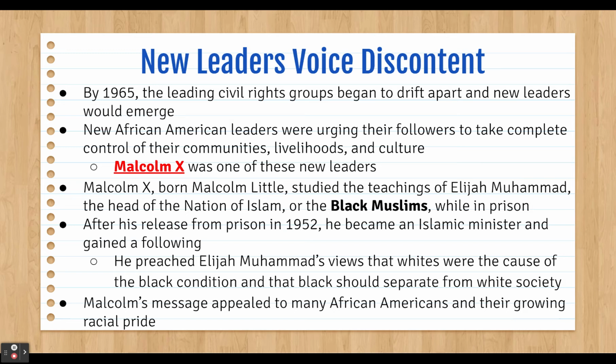Malcolm's message appealed to many African Americans and their growing racial pride, and the frustration that many were feeling at the time with not seeing change happening as quickly as possible.